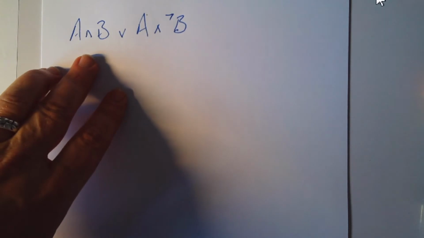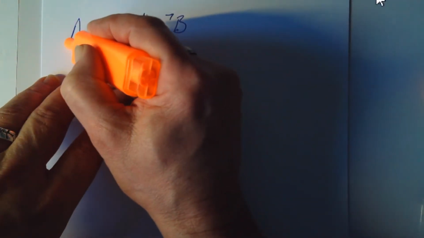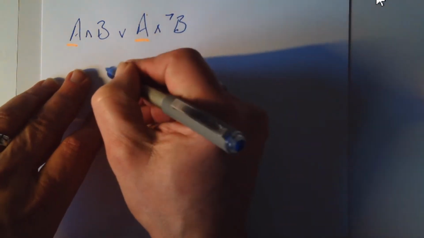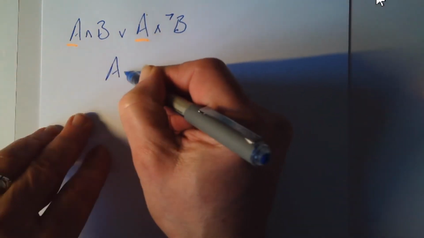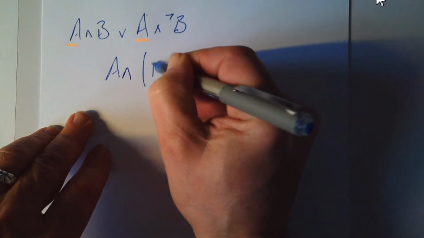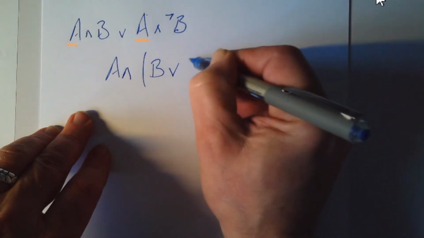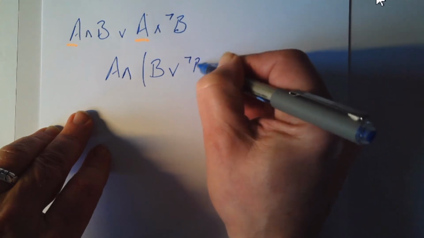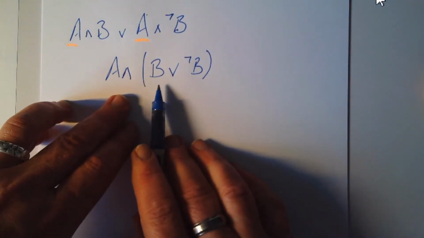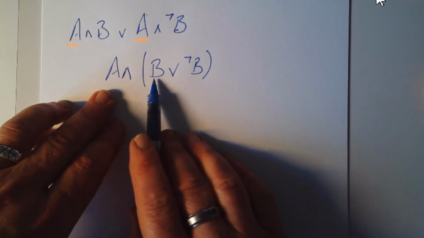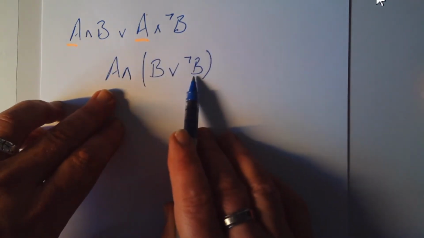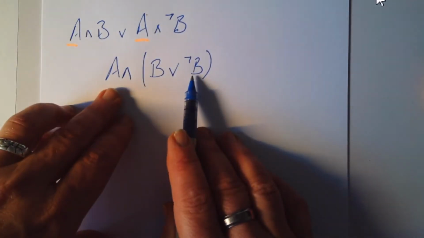So if we look at our expression here, you can see that our common term is A. So I'm going to take A out of the brackets. I'm going to have A, and then that's going to be ANDed with B or not B. Let's just check that's the case. Okay, if I look to expand my brackets, I will have A and B, which is what I've got here, and I will have A and not B, which is what I have here.